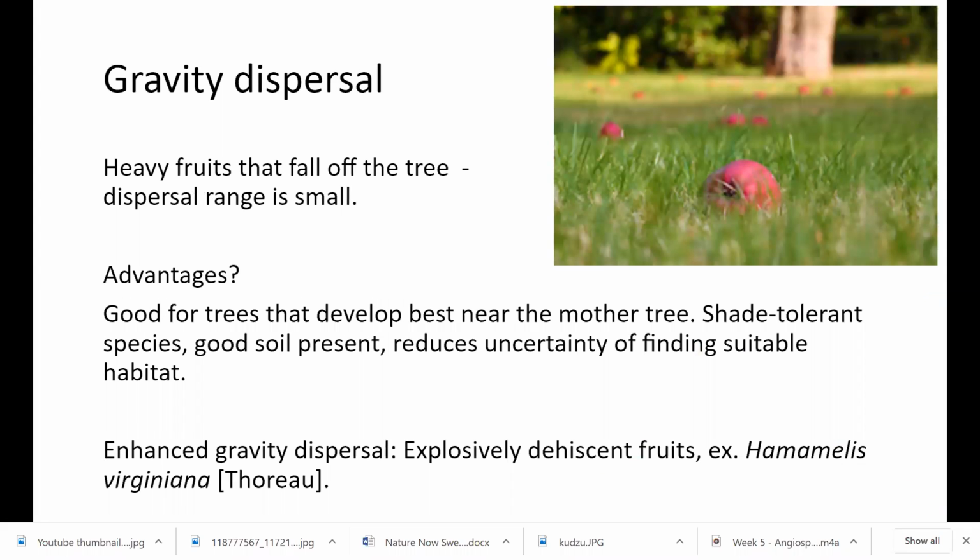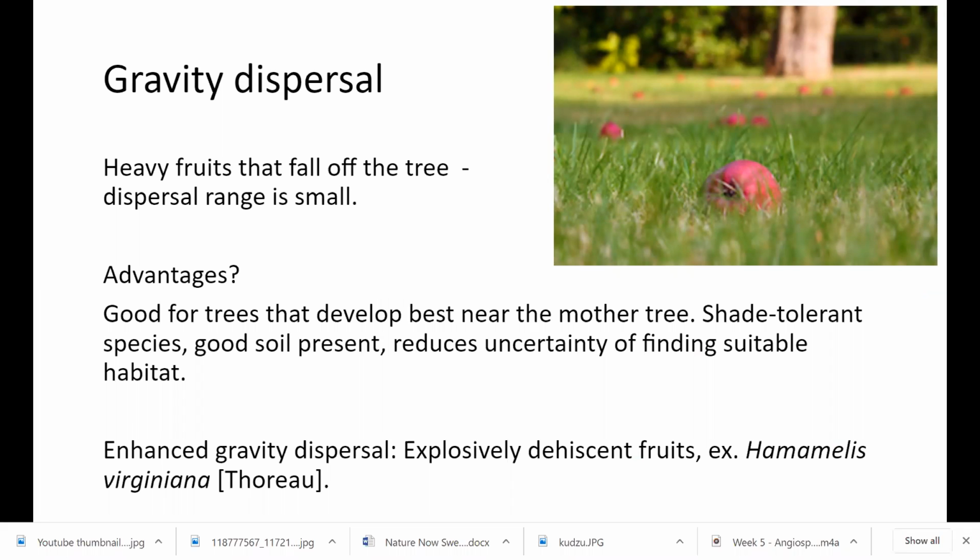We have gravity dispersal, right? The whole saying that the fruit doesn't fall far from the tree. So that dispersal range is small, and often that's an advantage when you have trees that prefer a very specific type of habitat. So trees that develop best near the mother tree, shade tolerant species that will be able to develop despite growing in the shade of the parent. Good soil is present, right?